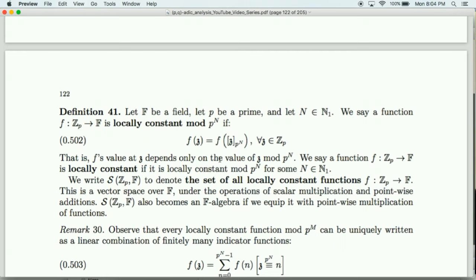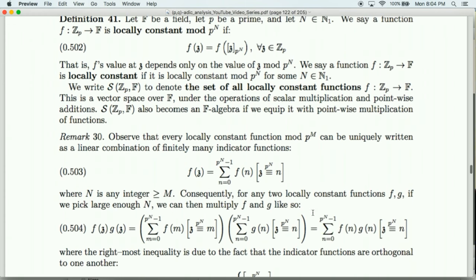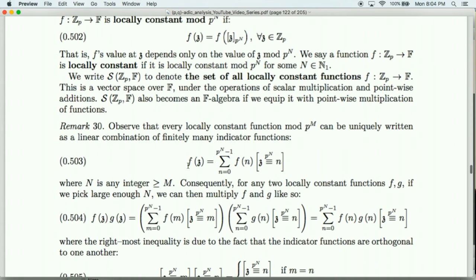This is a vector space over F under the operations of scalar multiplication and pointwise addition. It also becomes an algebra over F if we equip it with pointwise function multiplication. Now, observe that every locally constant function, mod p to the M, can be uniquely written as a linear combination of finitely many indicator functions: f of z is equal to the sum from n equals 0 to p to the N minus 1 of the value that f takes at n, if z is congruent to n mod p to the N. Actually, M is correct. Here, N is any integer greater than or equal to M.